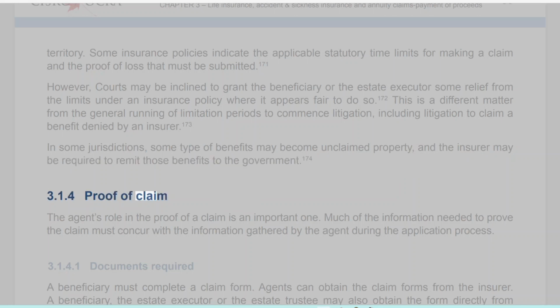3.1.4 Proof of claim. The agent's role in the proof of a claim is an important one. Much of the information needed to prove the claim must concur with the information gathered by the agent during the application process.